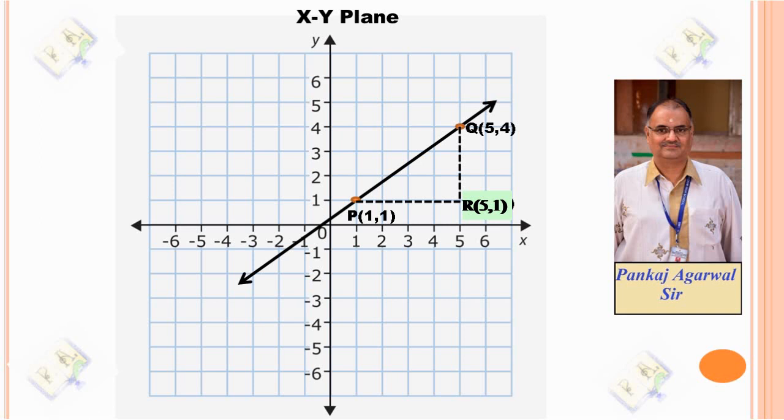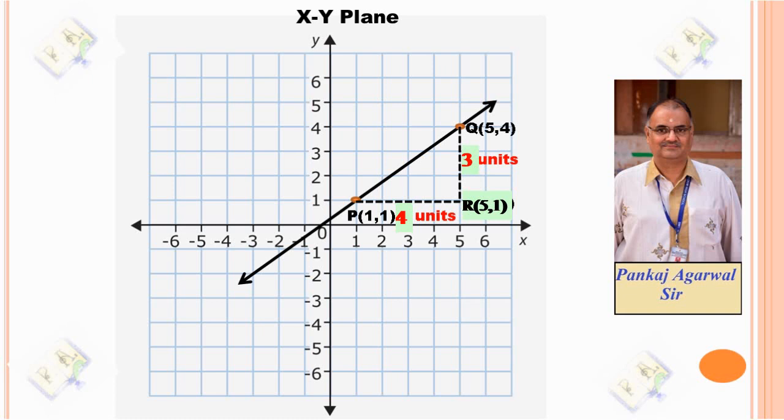As we can see, for the points P (1, 1) and R (5, 1), the X coordinate is changing while the Y coordinate is constant. Therefore, the distance from P to R is 5 minus 1 equals 4 units. Let us consider the points Q and R. The Q coordinate is (5, 4) and the R coordinate is (5, 1). Here the X coordinate remains the same while the Y coordinate is changing. Therefore, the distance from Q to R is 4 minus 1 equal to 3 units.